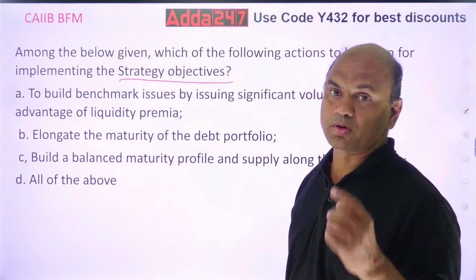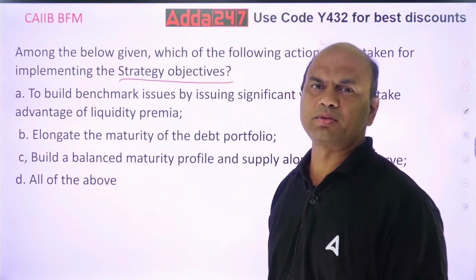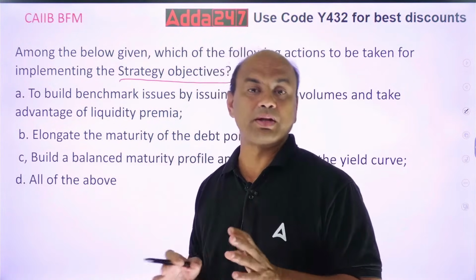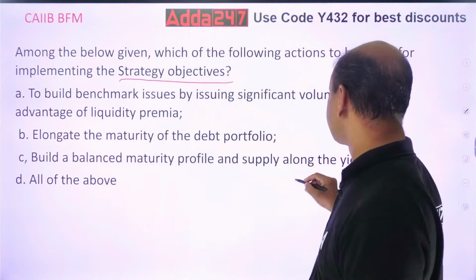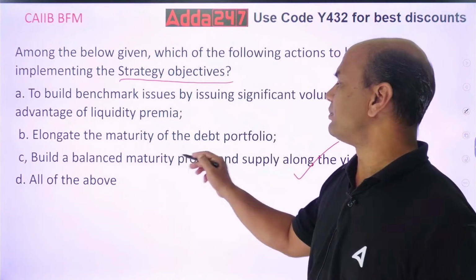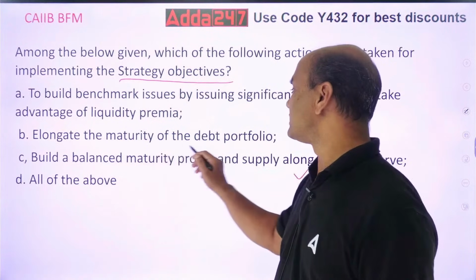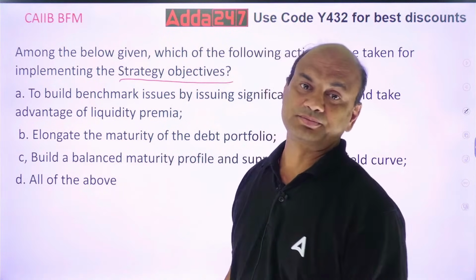Whenever you are thinking of the long term, the first thing that comes to mind is the yield curve. The yield curve is very important for the long-term survival of any bank. So obviously this answer will be there: build a balanced maturity profile and supply along the yield curve. Elongate the maturity of the debt portfolio is also one of the important strategies.